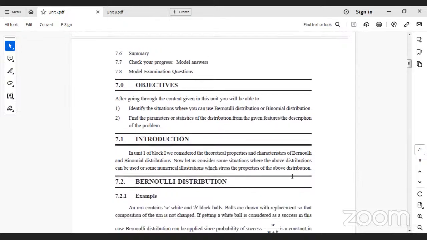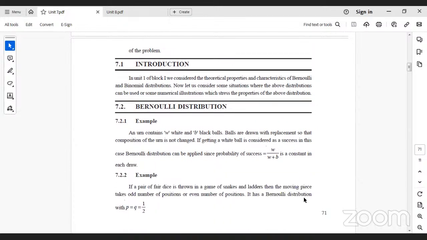In Unit 1 of Block, we considered the theoretical properties and characteristics of the Bernoulli and binomial distributions. Now let us consider some situations where these distributions can be used, with some numerical illustrations which test the properties of the above distributions. So what is the Bernoulli distribution? We have to learn here.